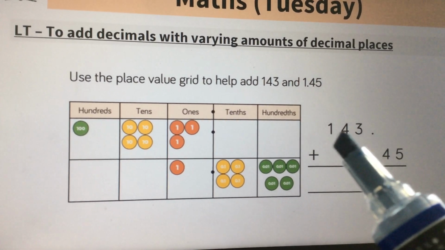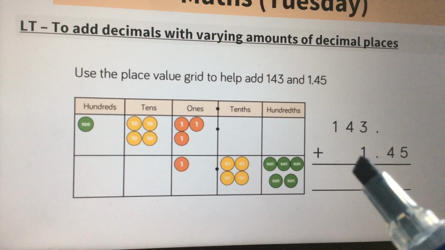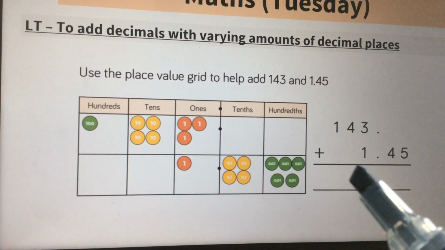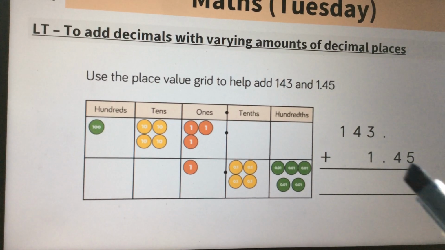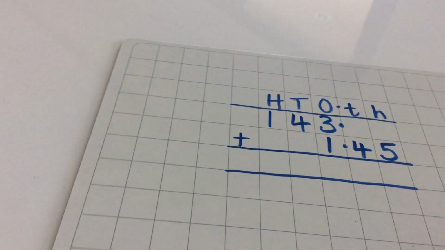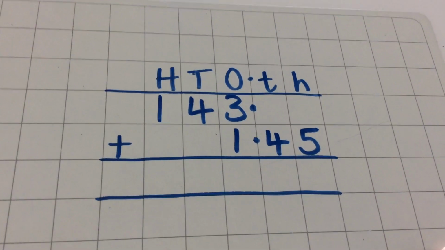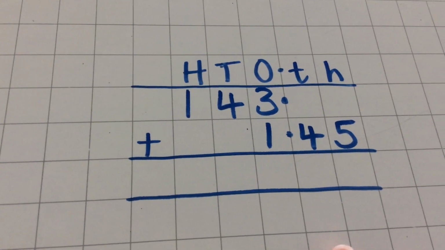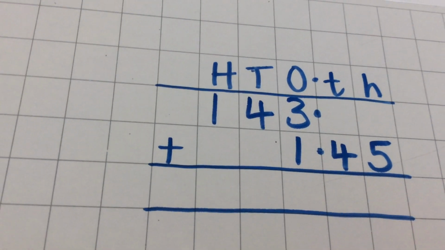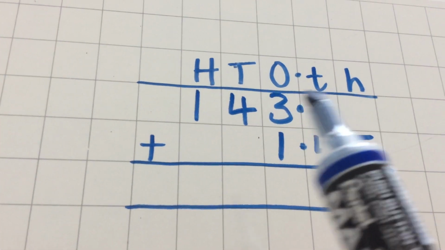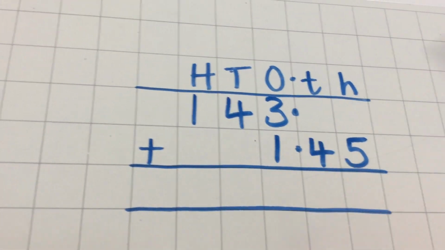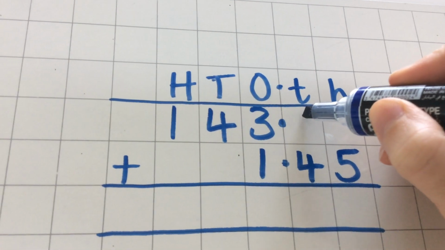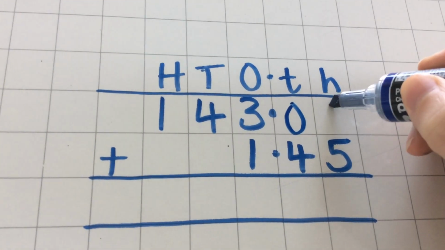Right, now this one, we've got some very different numbers. We've got this number in the hundreds, 143, and this number is 1, and then decimals after it. So let's have a quick look at this one. Now again, I have laid this out just like I did before. I've used squares, and I've labelled each of my columns as well.